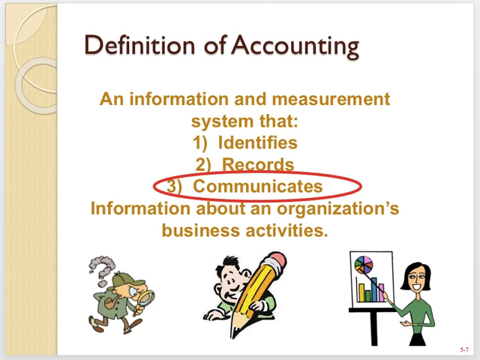I think I've shown you this slide a few times before, but this is the definition of accounting: an information and measurement system that identifies, records, and communicates information about an organization's business activities. Well, the financial statements are this step here, step 3. This is how we communicate information to those people who need it, especially the external users, which are the investors and creditors.